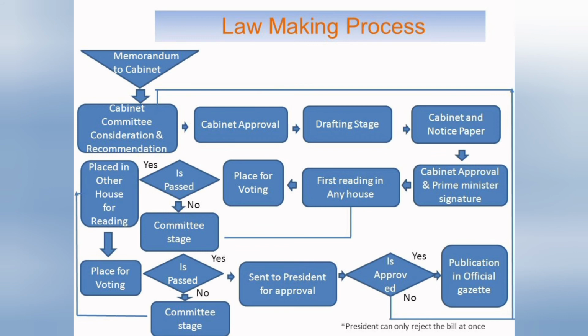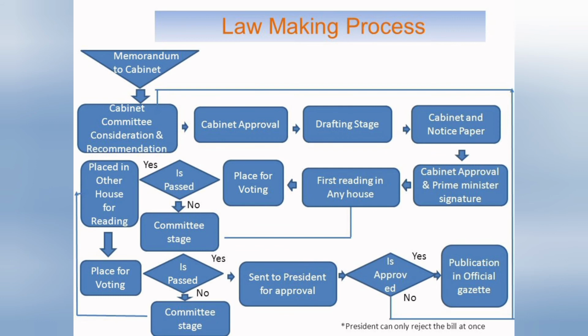In any case where the two houses have different opinions over certain issues related to the bill or the act, the President may call a joint session of the two houses. The bill is said to be passed if the majority of the members of both the houses agree to it. Finally, after the President's signature, the bill becomes a law or an act.